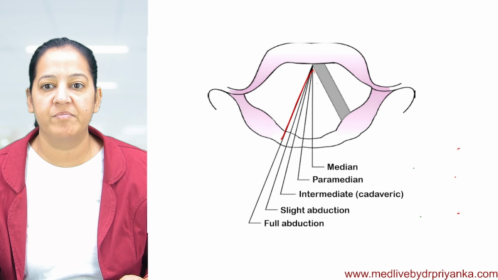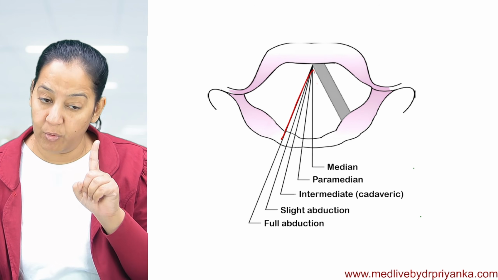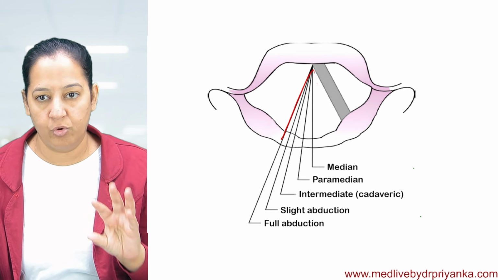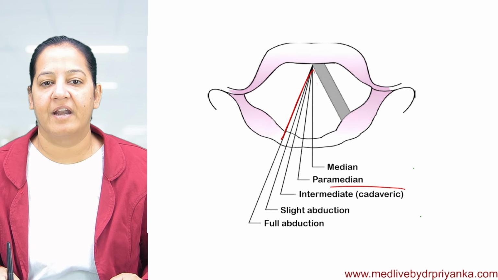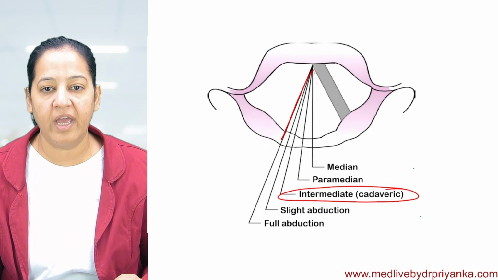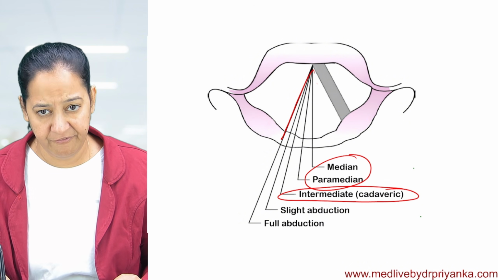We are having 2 types of muscles in the vocal cord. You know, we have only 1 abductor and 4 adductors. Total 5 muscles causing adduction and abduction. If none of them act, it will be in cadaveric position.